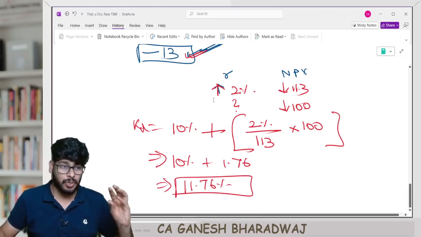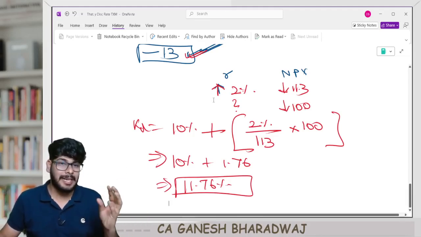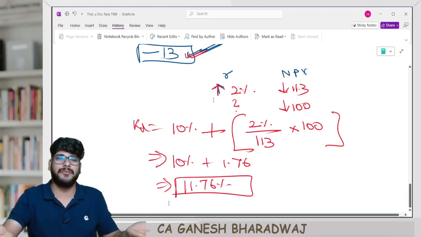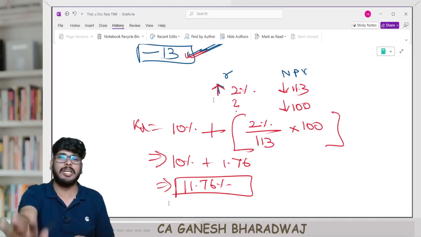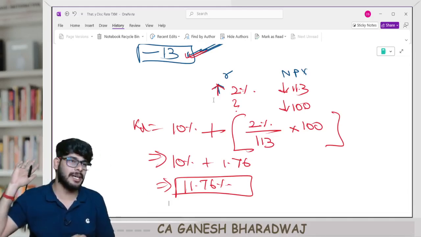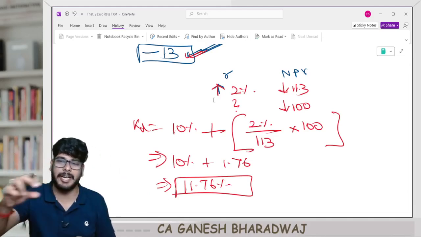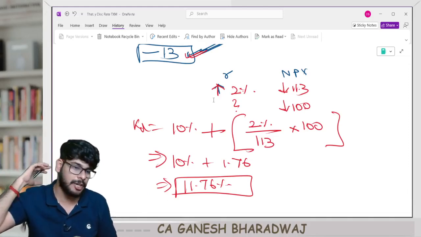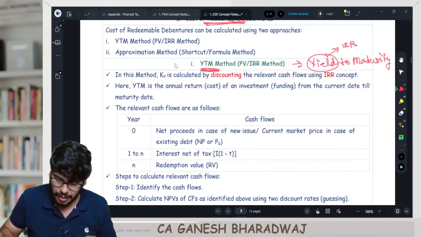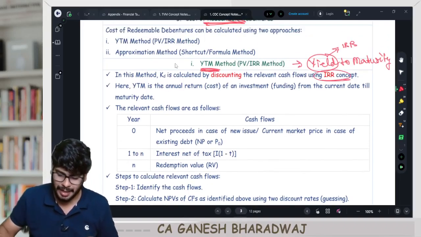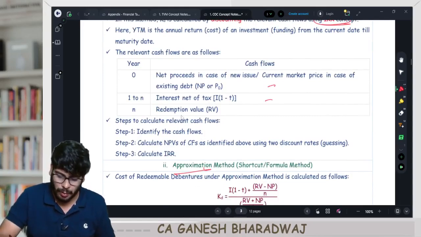Yes, guys. So in case of a redeemable debenture, what you can do is frame the cash flow equation, take 2 trials, arrive at the IRR. Whatever IRR you get is called the KD, because we are using the cash flows pertaining to what? Pertaining to debentures. Are you able to understand? Right? That's what they have given here. It is done by calculating your IRR. That IRR concept is what I have explained here.